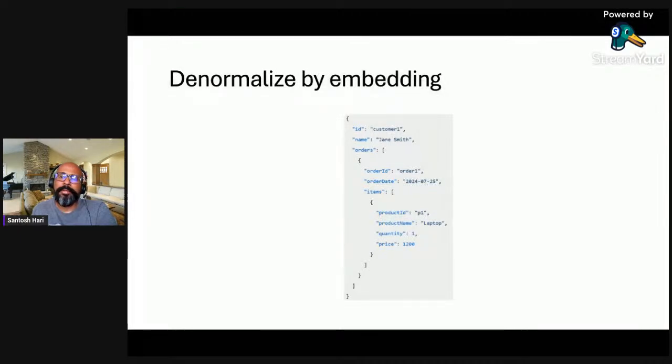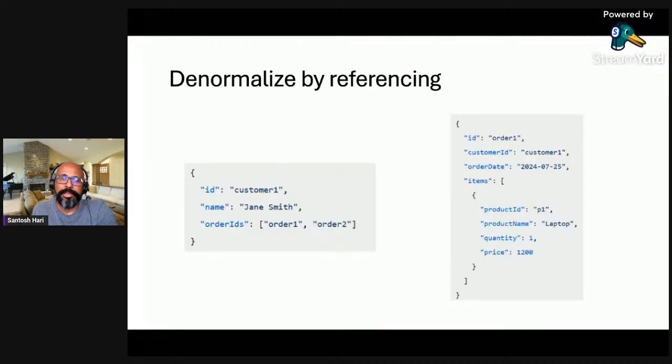By the way, embedding is really useful when the data doesn't change frequently. In this case, let's say there are like 10,000 orders and about 100 customers. Each has about 100 orders, and orders don't change that frequently, right? Maybe in 10,000 you may get like 10 records that change over time. So if you have data that doesn't change frequently, you should consider embedding it during denormalization.